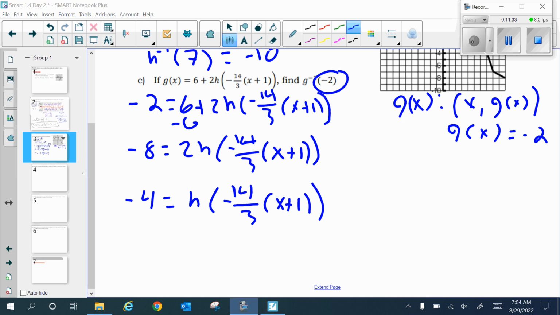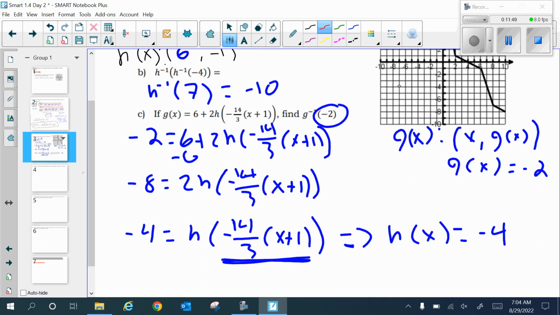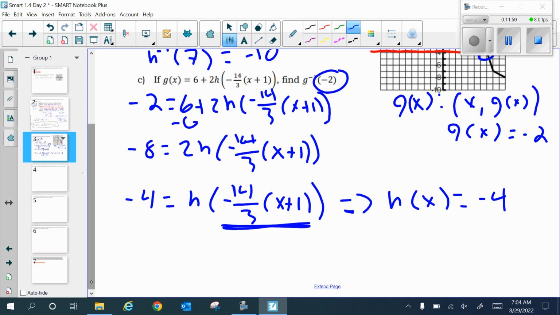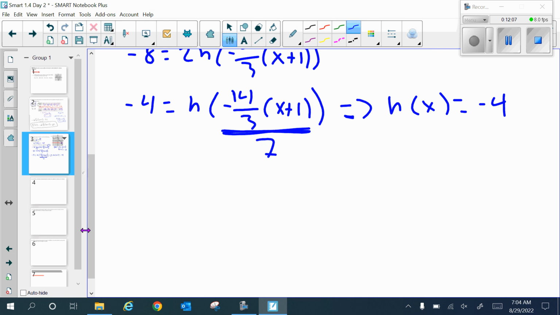All right, so what this is saying is that I need an h of x function. I need to have some h of x equal to -4, where that x value will equal all this nonsense down here. So I'm going to go back to my graph and see what I get when I put -4. What I get is an x value of 7. So that means everything underneath that underlined part needs to be 7. That -14 over 3 times x plus 1 has to equal 7.